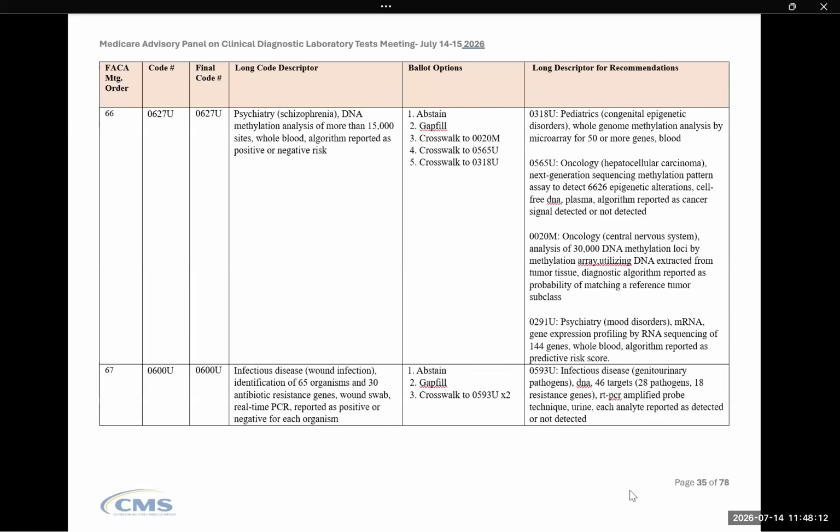There was no sponsor or recommendations from the public for this. So we looked for other highly multiplexed assays with complex microbial possibilities and came up with a crosswalk to 0593U times 2. This is keeping with historical precedent where we look at the number of reportable targets and the specimen type. So again, the recommendation is crosswalk to 0593U times 2. Thank you. Do we have any questions or comments from the panelists or CMS about this code? All right, if not, panelists, please vote.